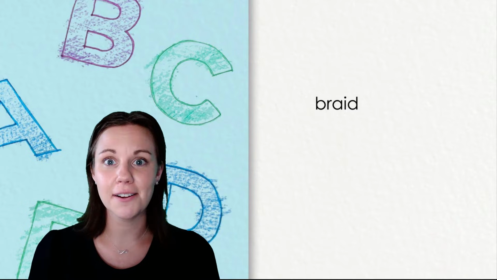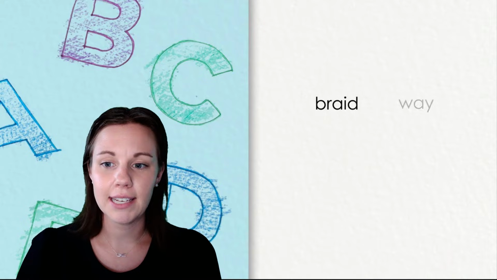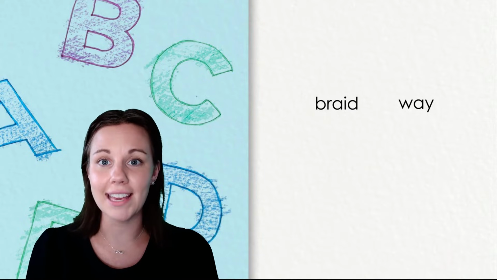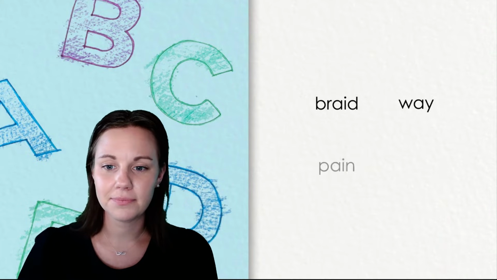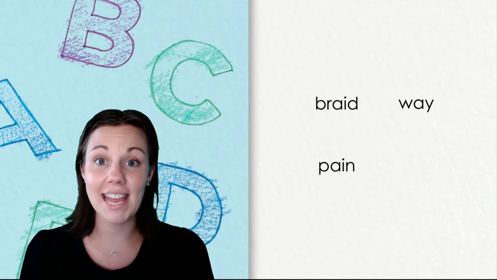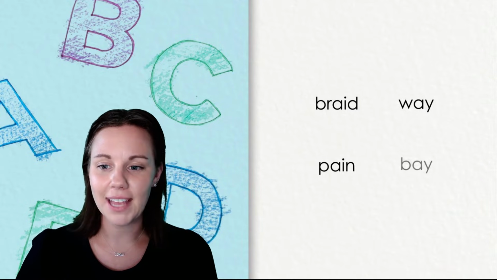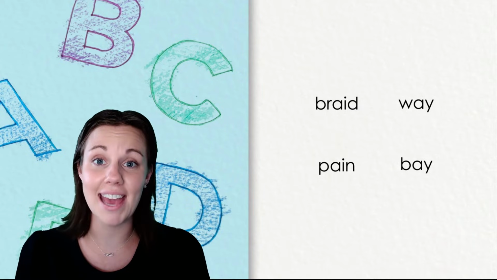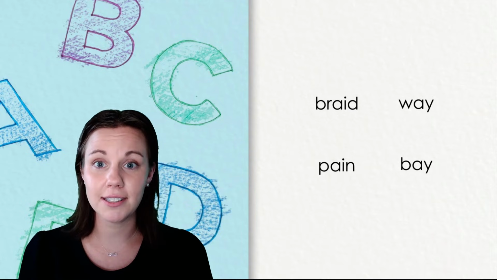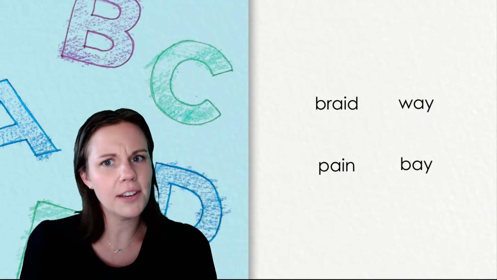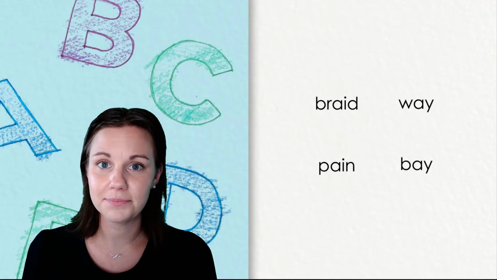This word says braid. Say it. Next, we have the word weigh. Your turn. This is the word pain. Say it. And finally, we have the word bay. Say it. Study these words to notice the pattern. When do we use AI and when do we use AY?